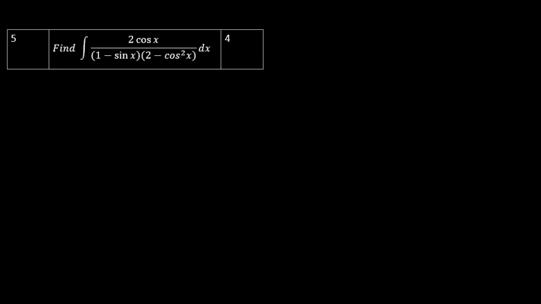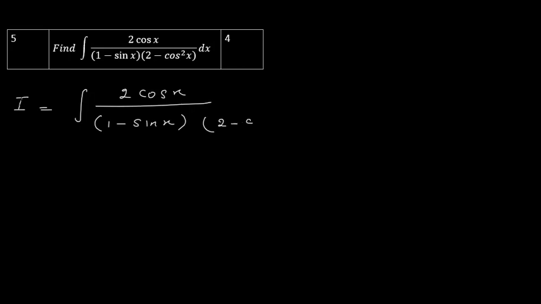So the problem is we have to integrate 2 cos x upon 1 minus sin x into 2 minus cos square x. So here if you see the problem, you will understand that two things are required. First is substitution and second is partial fraction, right? So what if we substitute? If we substitute sin x, then cos x dx will become dt. So what about this 2 minus cos square x?